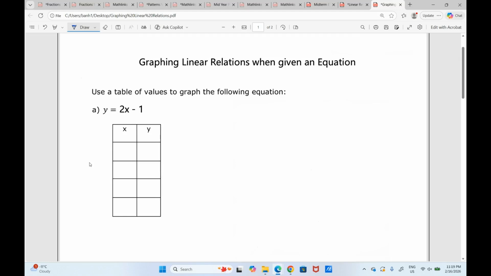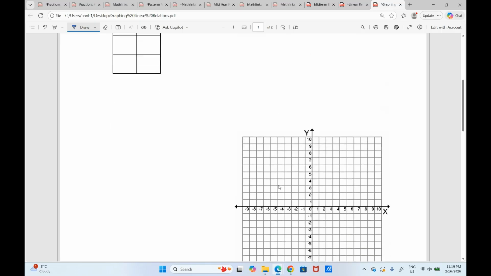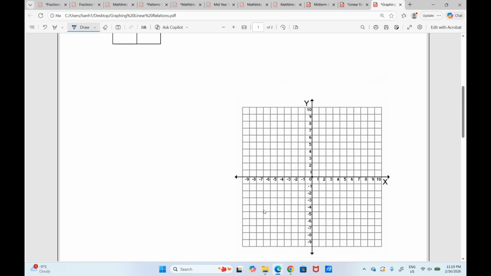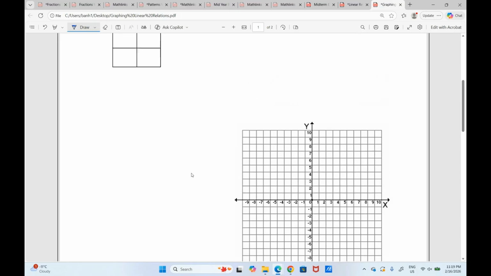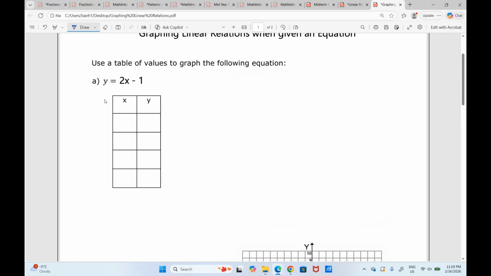Hi class, in this video I'm going to be talking about how to graph linear relations when given an equation. So when I'm given an equation y equals 2x minus 1, I want to fill in a table of values for it, and then I want to use that table of values to help me graph onto a Cartesian plane. In this case, notice that I'm not given any values of x.